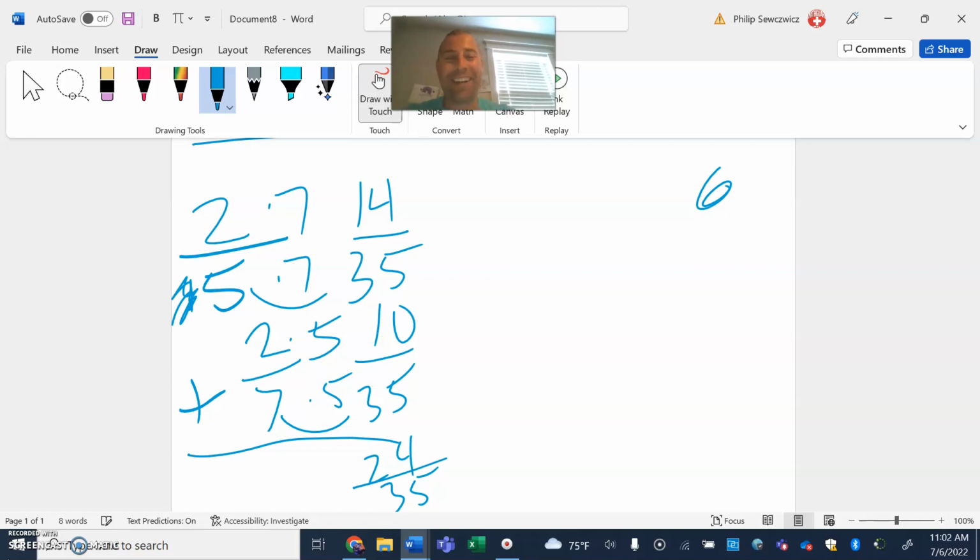Let's try another one that's here. How about looking at 3/8 plus, and let's go 5/6. I'll give you a moment to get you going on it.